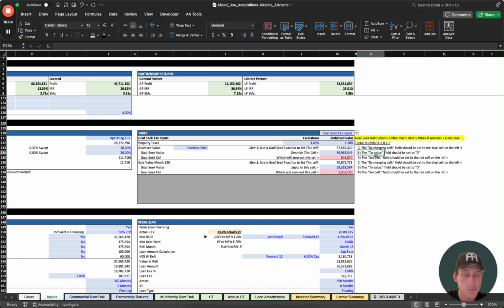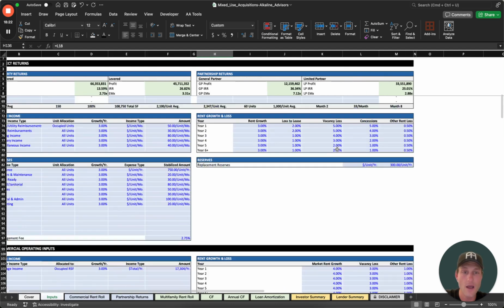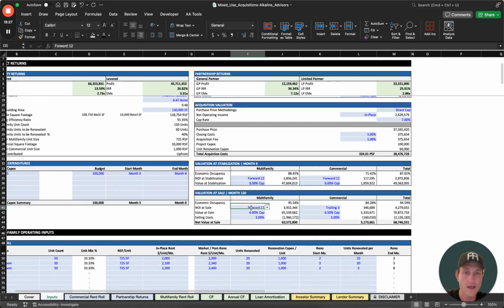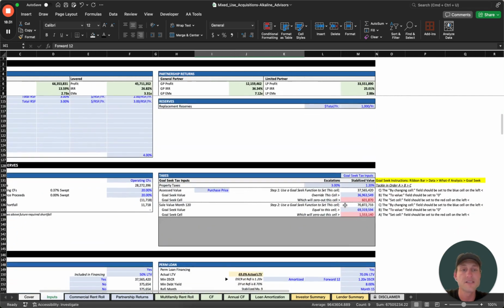So we explain exactly how to goal seek here. And I'll briefly explain what the goal seek means. Essentially, what we're doing is we're taking 1.2% of the value at stabilization and the value at sale. And the value is based off of the NOI, right? Because we're capping the NOI. Again, it's the value based off stabilization using these figures here, and the value at sale based off of NOI, based off of these cap rates. But essentially, in order to calculate the value, you need to understand the NOI and cap that NOI.